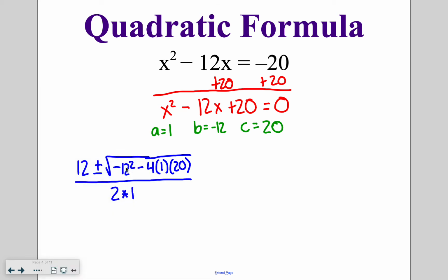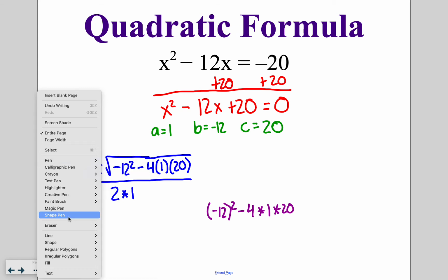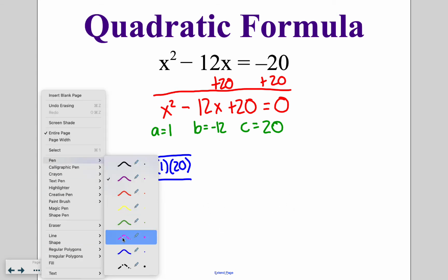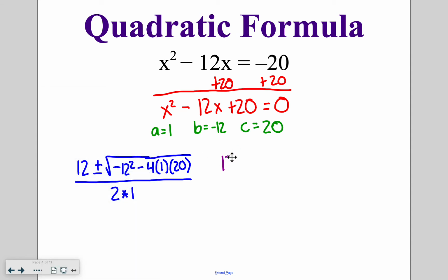You're going to go ahead and plug in the part that is under the square root. So negative 12, remember when you put negatives in your calculator, you're going to type it as negative 12 squared, minus 4 times 1 times 20. And when you type that into your calculator, you are going to get an answer of 64. So again, you plug in the part that's just under the square root, and that's going to give us 12 plus or minus the square root of 64 all over, and then I can simplify 2 times 1 to just 2.